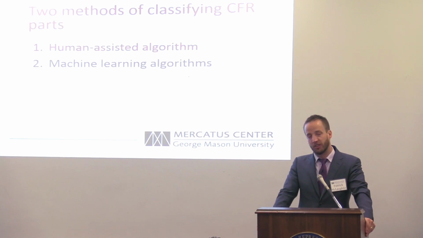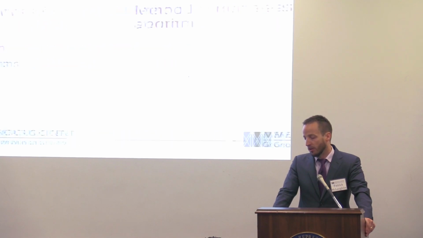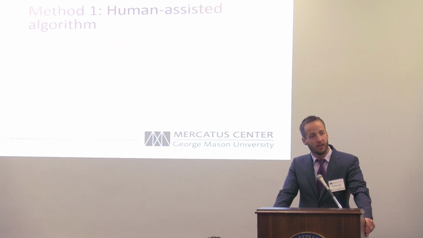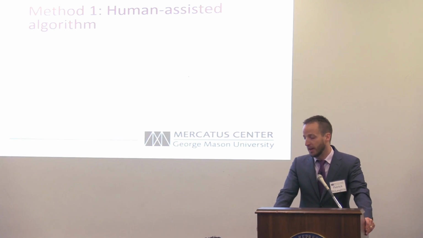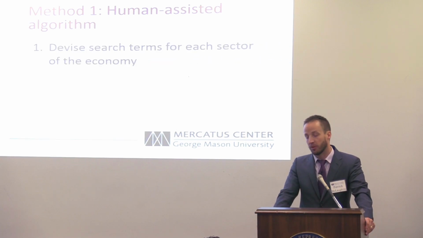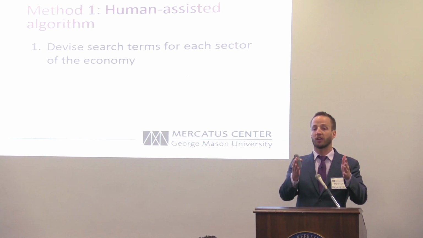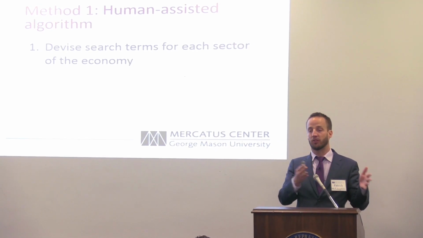So first, the human-assisted algorithm. Some of you who have already seen RegData may be familiar somewhat with this part of it. The human-assisted algorithm basically consisted of two steps. First, coming up with a set of search terms, devising a set of search terms for each subject that we wanted to classify documents into.